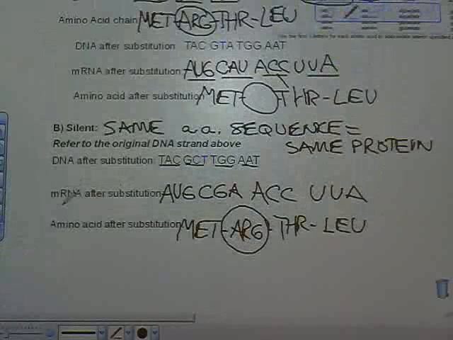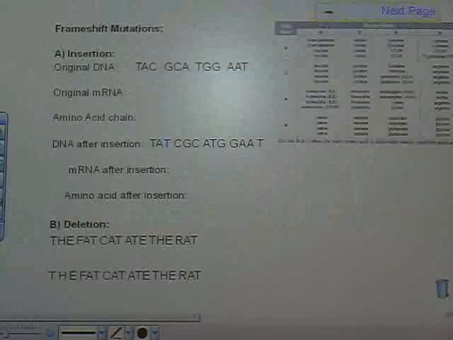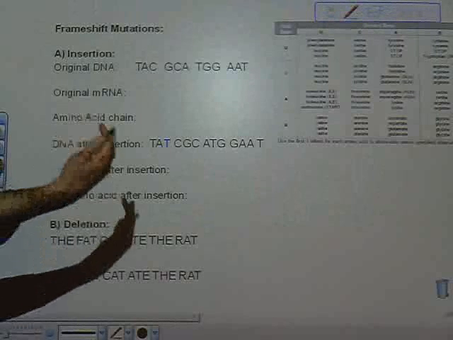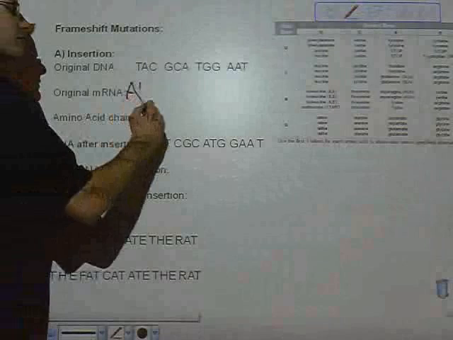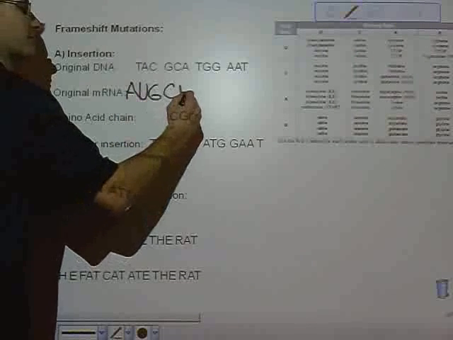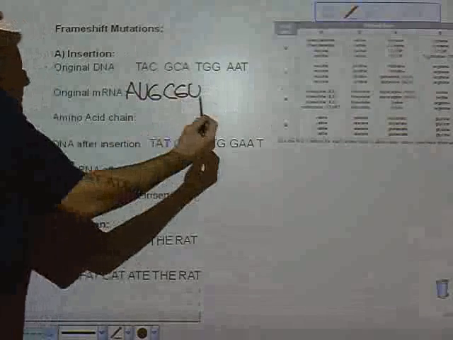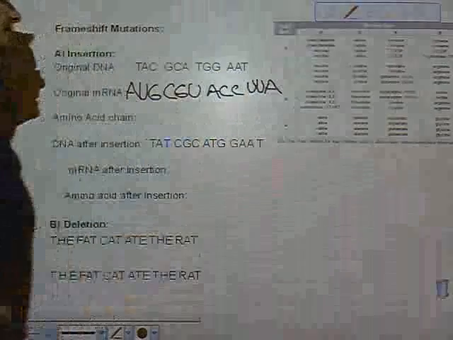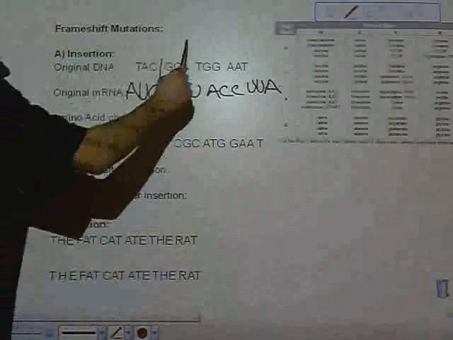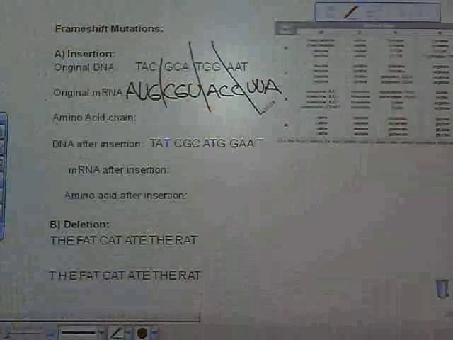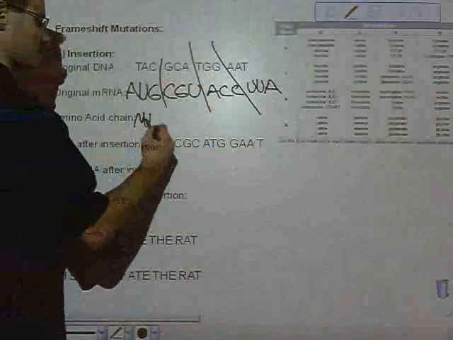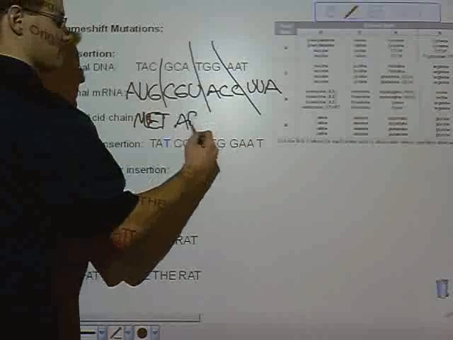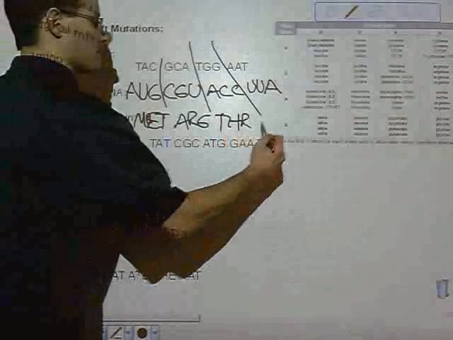Alright, so we're going to move on to the next set of mutations. Still gene mutations, but these are called frame shift mutations. And a frame shift mutation, you'll see, makes a big difference, a larger difference than the last one. So let's go back to our original, reading in threes. Our amino acid chain is still going to be the same: methionine, arginine, threonine, and leucine.